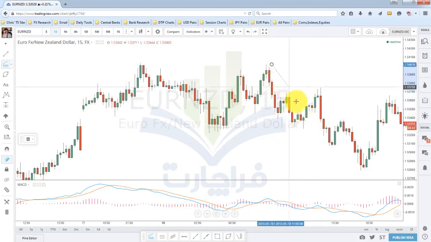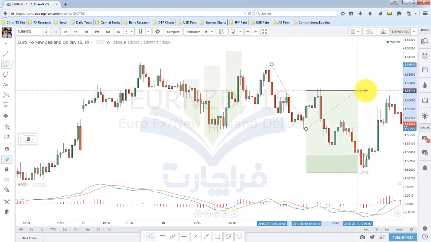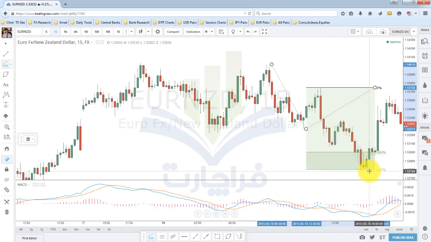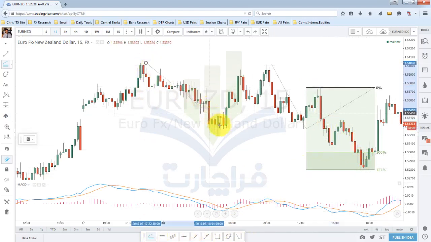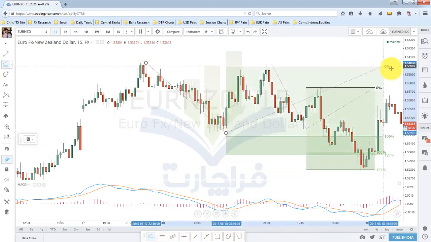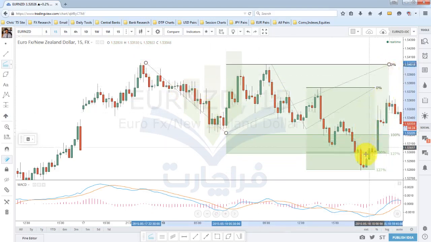Here's that three-wave cycle we just talked about, measured back to the correction, and the next three-wave cycle, equal legs 127. Okay, now let's go ahead and measure the entire cycle from here. This whole degree. You can see we came through the equal legs 127.